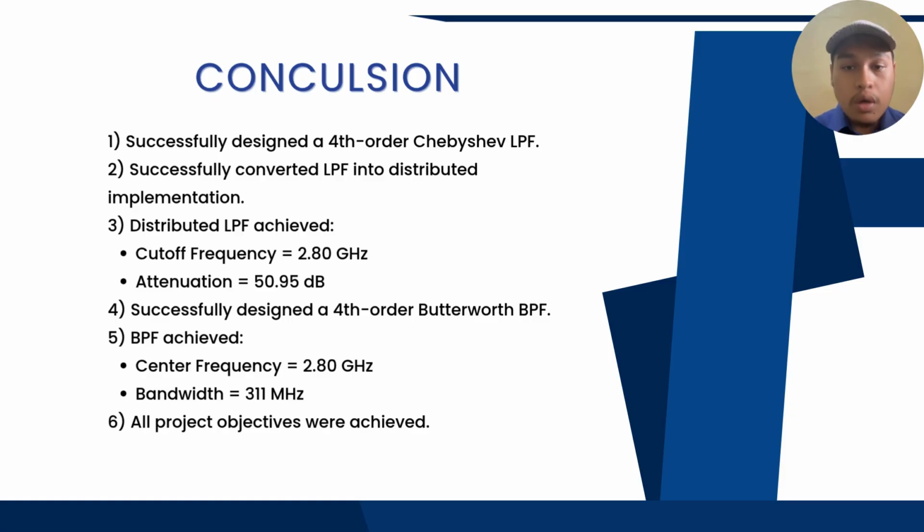To conclude, all project objectives were successfully achieved. The distributed low-pass filter meets its requirement with a 2.8 GHz cut-off frequency and 50.95 dB attenuation. Meanwhile, the Butterworth bandpass filter perfectly hit the 2.8 GHz center frequency with a highly accurate 311 MHz bandwidth. Both designs were fully verified via ADS simulation and are ready for practical microwave application.